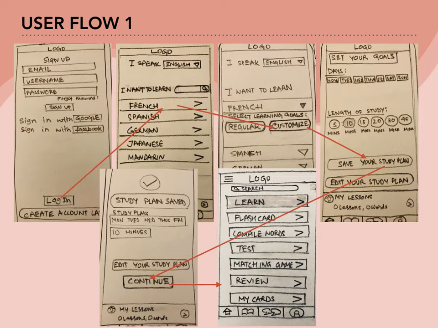Now we look at the user flow of task 1, which is to launch the app, log in, select the language you want to learn, customize and save the study plan, and go to the home screen.